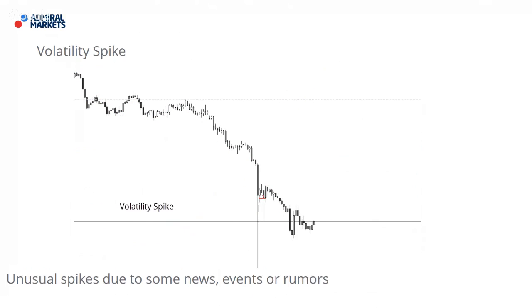Wait for the price to settle. And if you see that, let's say in this example, the fake out high is this. This is the fake out high. If you see that this fake out high is not broken, just wait for this low to break, and this is another confirmation for you to go short. But if you go long immediately after this, the chances are that you will be stopped out, because usually after some unusual spikes or rumors, price continues to go in the trend direction.